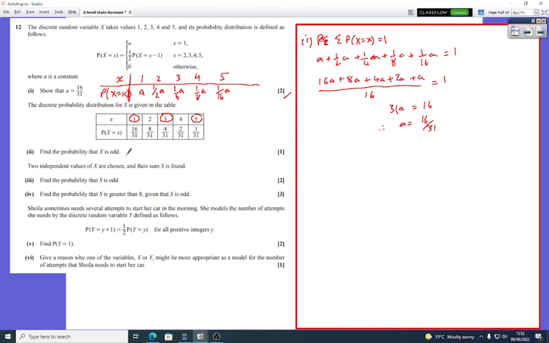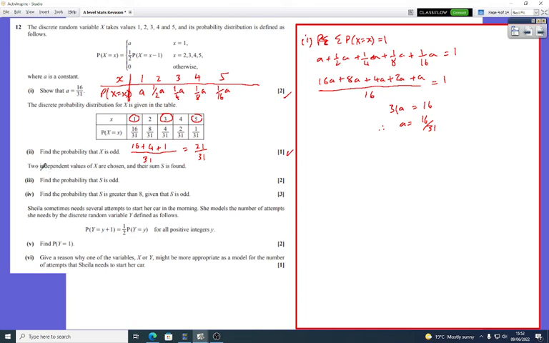Right, so what is the probability of an odd? It's going to be 16, I'm going to put them all over 31, plus 4 plus 1. It's going to give me 21 over 31. So that is the probability of getting an odd number. Okay, right, so done. Next one.